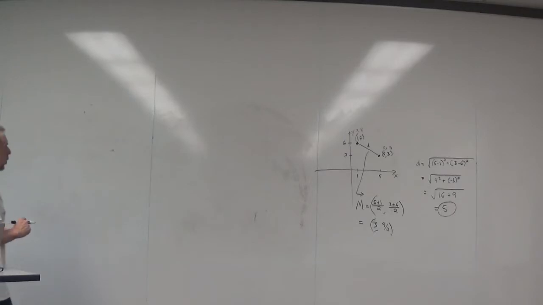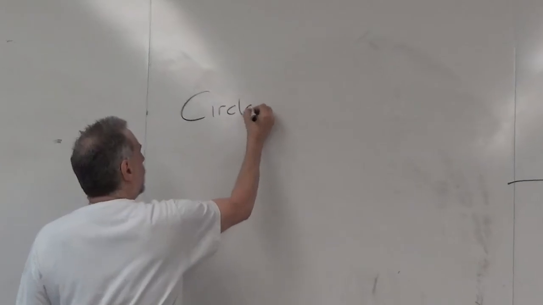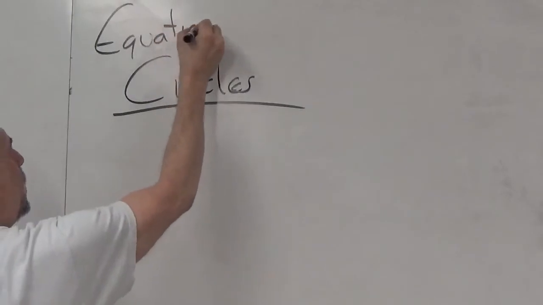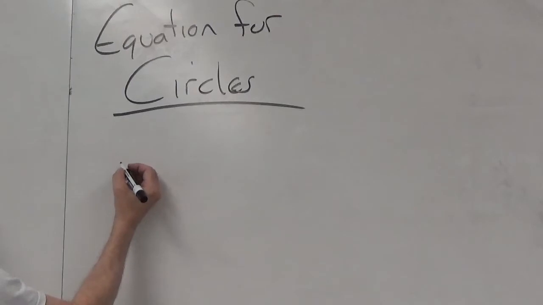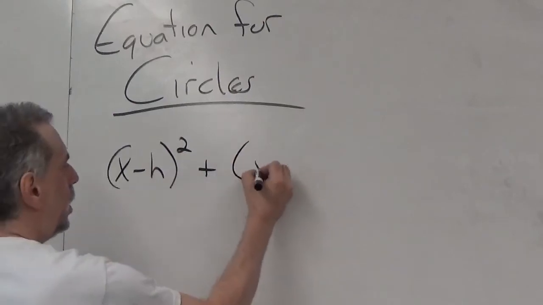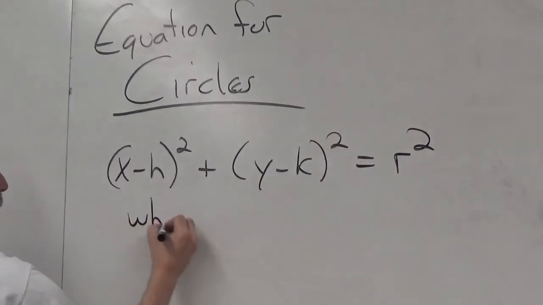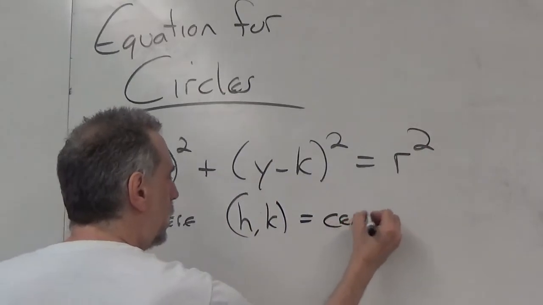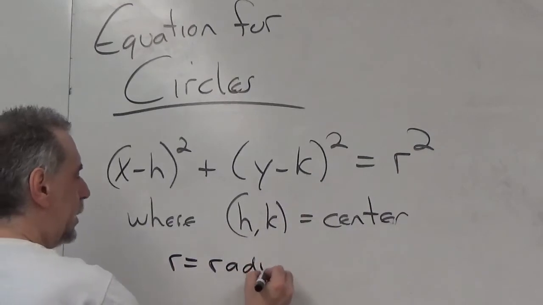So circles, we're going to deal with this equation for a circle. So equation for circles. All right, let's see if I can remember this. X minus h squared, y minus k squared equals r squared, where hk is the center of the circle, and r is the radius.